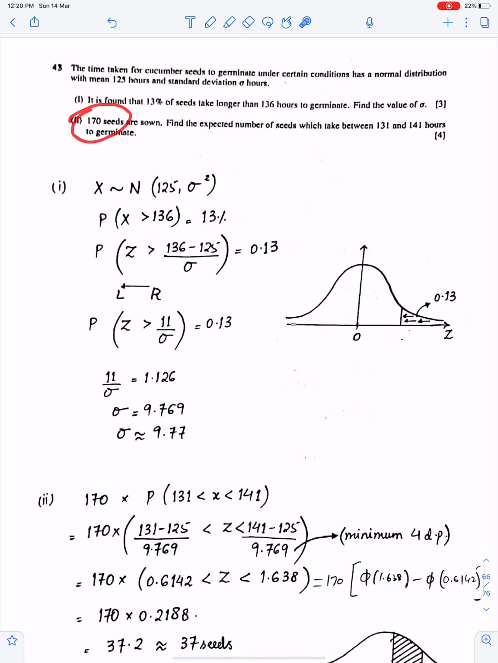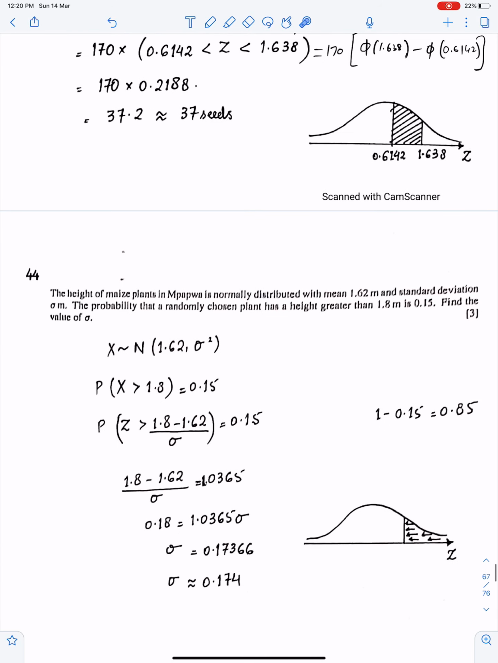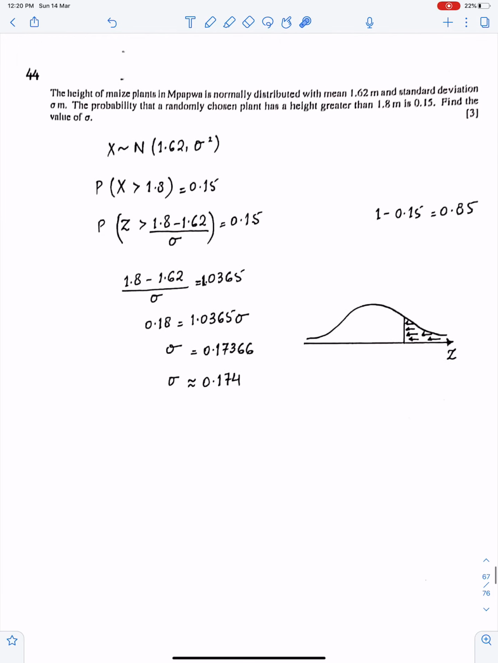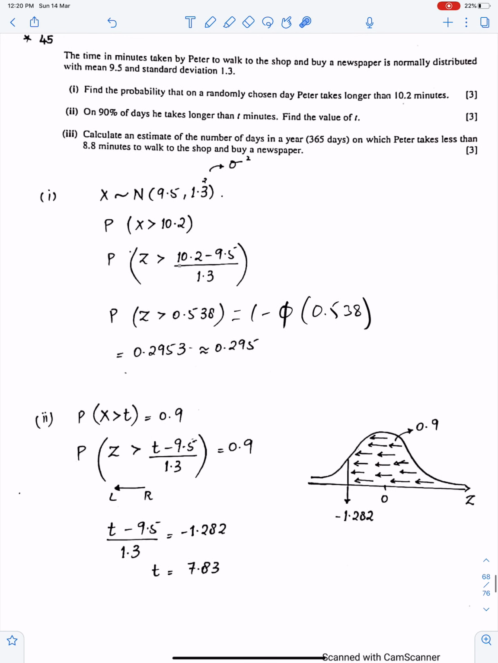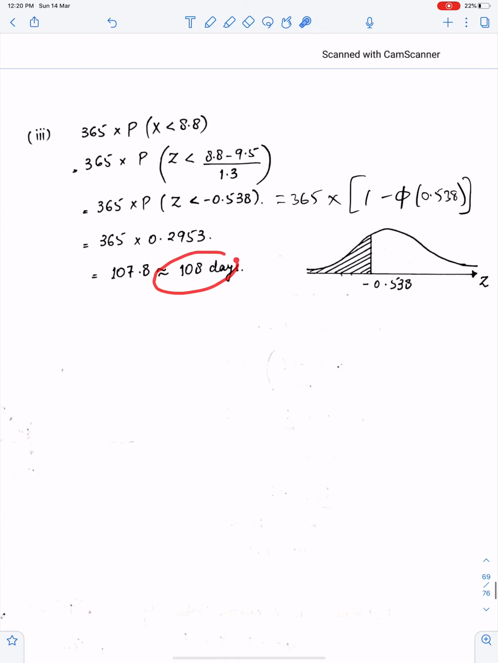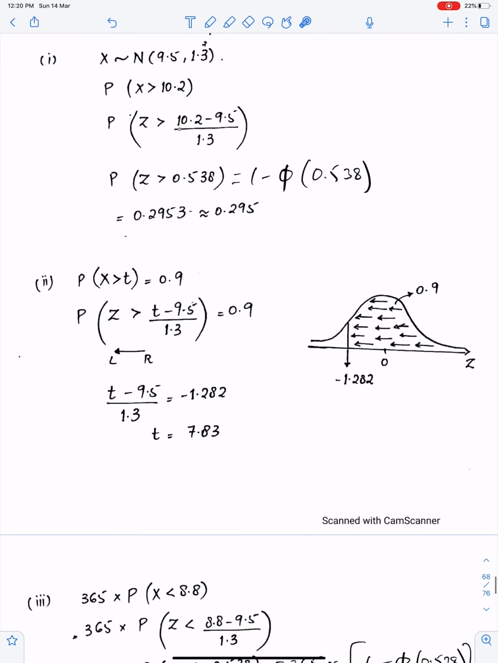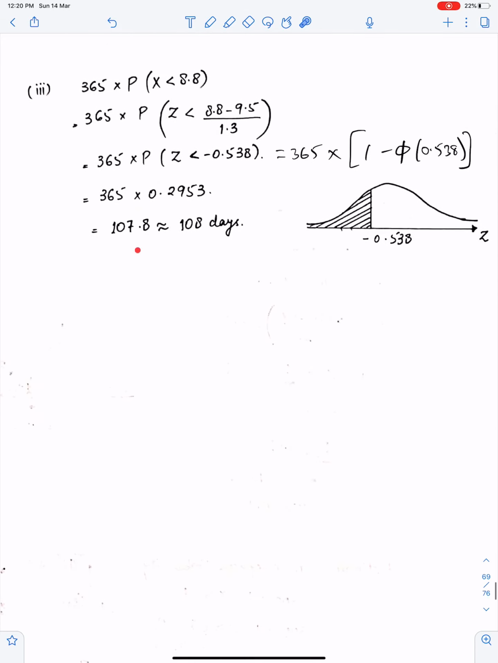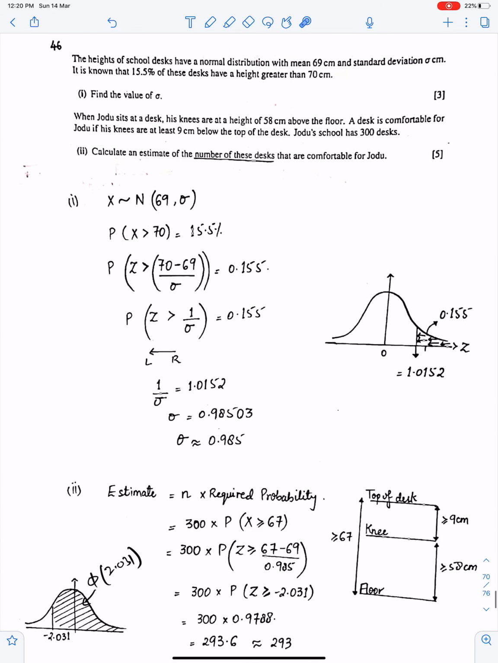Again, we have expected, so 170 times. Round backwards because 37.2 means 37 seats. This sum is simple. This is also a simple question. 365 days estimate. Just need to multiply this and 108. Because in days we always round in forward direction because 0.8 means you have used a large part of next day. Even a small part means next day.